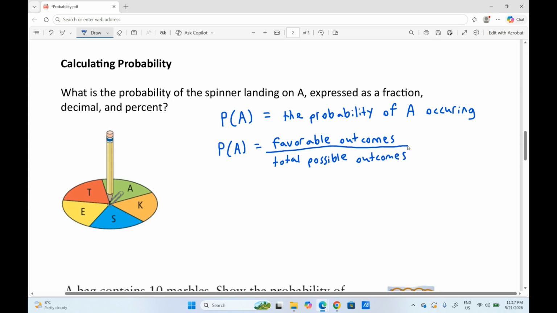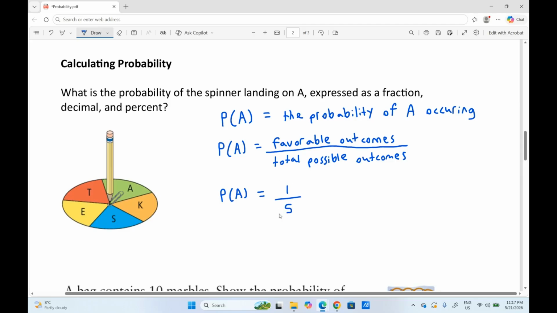So right now, my favorable outcome is the outcome that I would want or like. In this case, it would be to land on A. So there's only one region that is A here. So my favorable outcomes is just 1. Now my total possible outcomes, on this spinner, there's actually 5 outcomes. I could land on A, T, E, S, or K. So hence my total possible outcomes is 5.